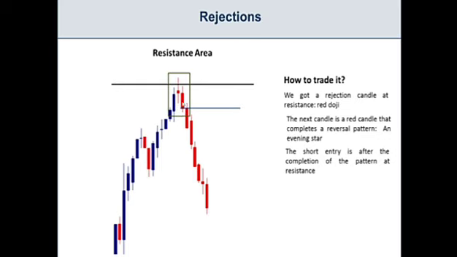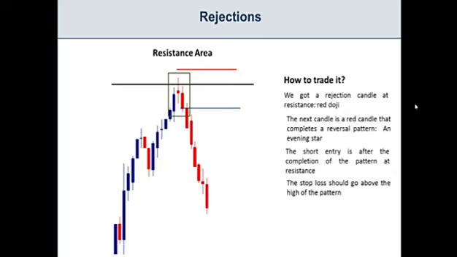When this pattern completes, or to be more accurate, when this candle closes, it completes the pattern. So here, when this candle closes, we have a short entry, and the stop loss should go above the high of the pattern. And as you can see here, our risk is a few pips versus the reward, which is, in this case, at least 1 to 2.5 risk to reward ratio.